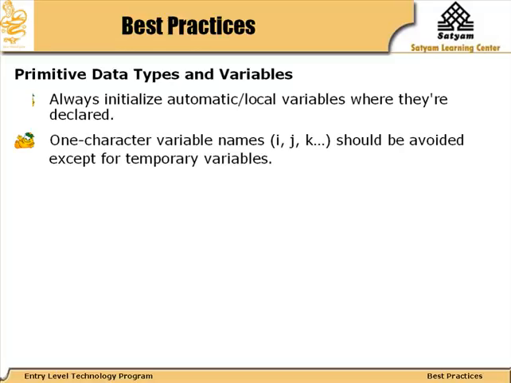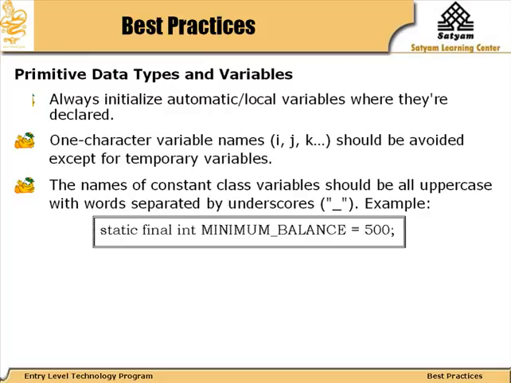Note that the length of the variable name does not affect the performance of your code. However, there are restrictions on maximum length of the variable name. The names of constant class variables should be all uppercase, with words separated by underscores. Example, MINIMUM_BALANCE. This is a Java convention which makes it easier for other developers to understand your code. However, there is no syntactical rule connected to this.